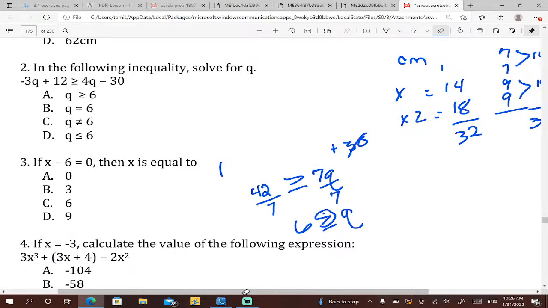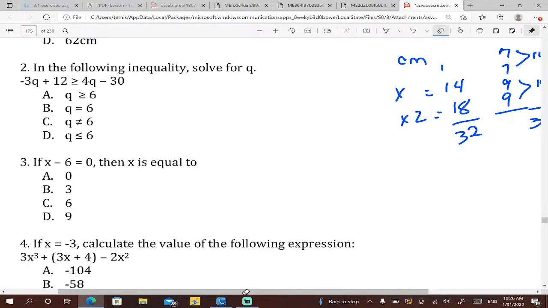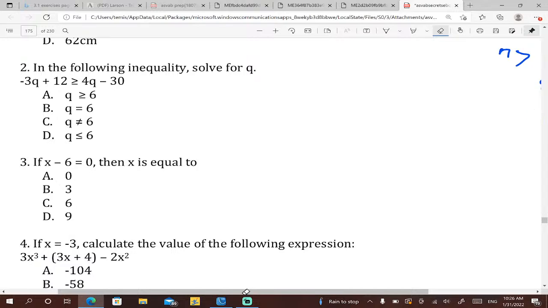Okay, number 3 says x minus 6 equals 0. Well, come on now, you guys. What minus 6 equals 0? Anything minus itself is 0. So what's the answer choice? What is the answer from the answer choices? Tell me. I can't hear you. All right, you better get it right.